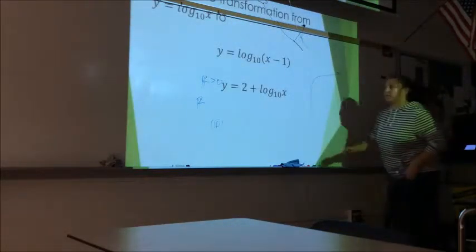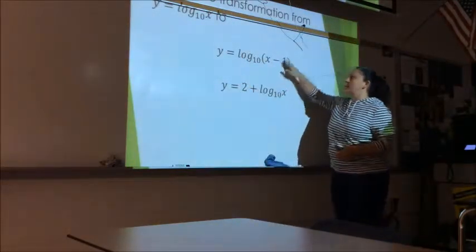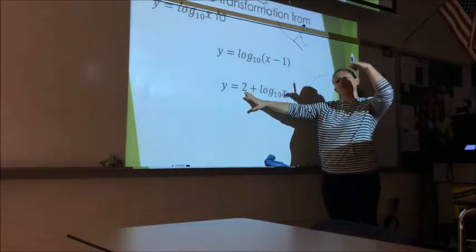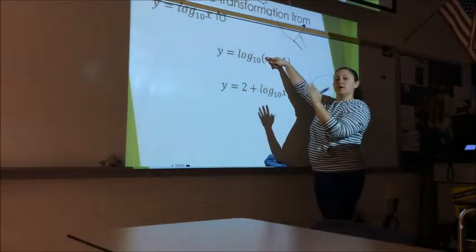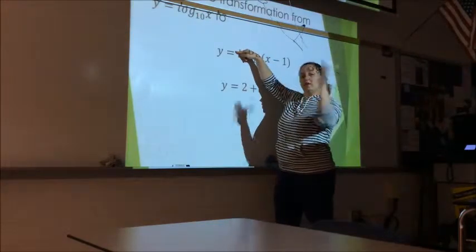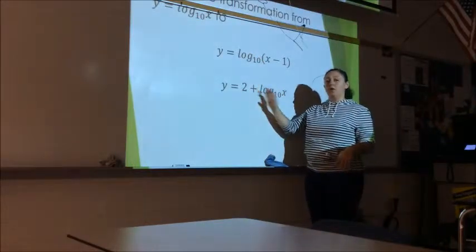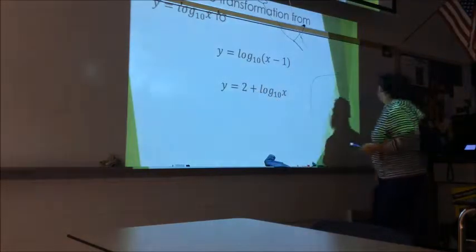Transformations in logs work the same as transformations in everything else, right? So if I have minus 1 on the inside, it's shifting to the right one. If I have plus 2 on the outside, it's shifting up 2. If you put a negative inside, it's going to flip it horizontally. Negative outside is flipping it vertically. And any number right in front of the log, multiplied to the log, is going to be your stretch or compression factor.